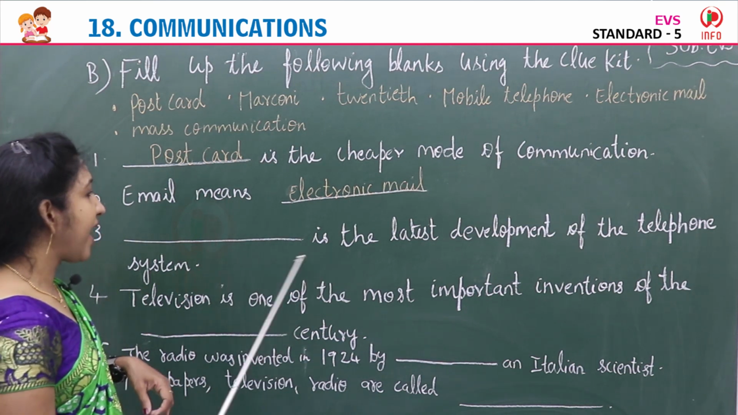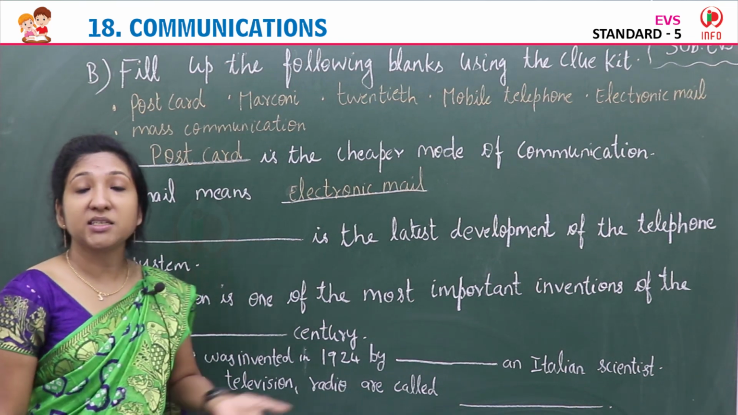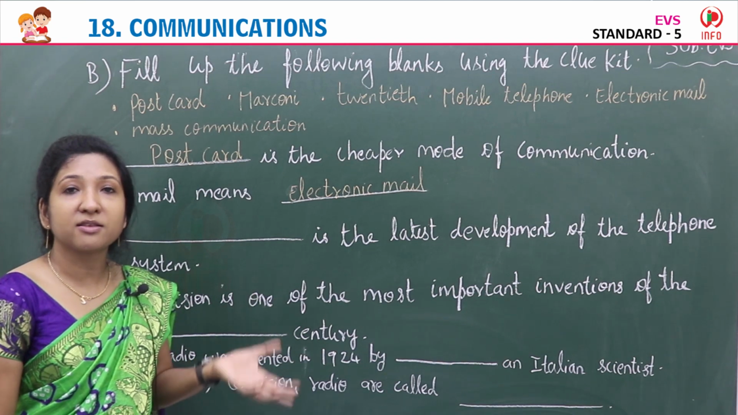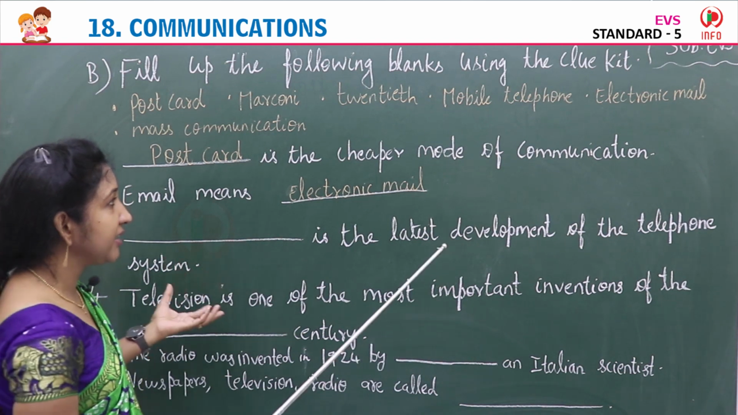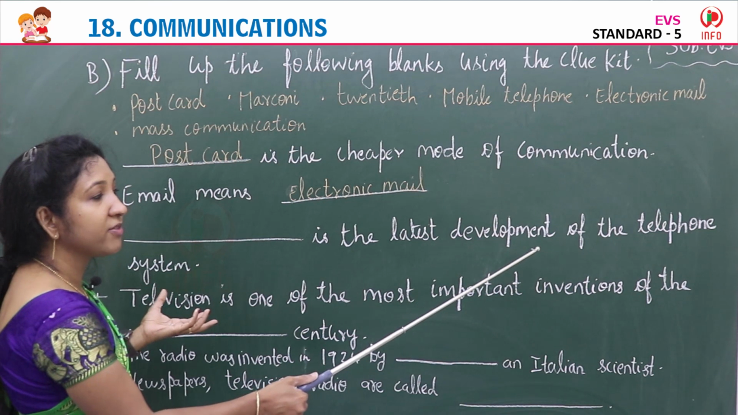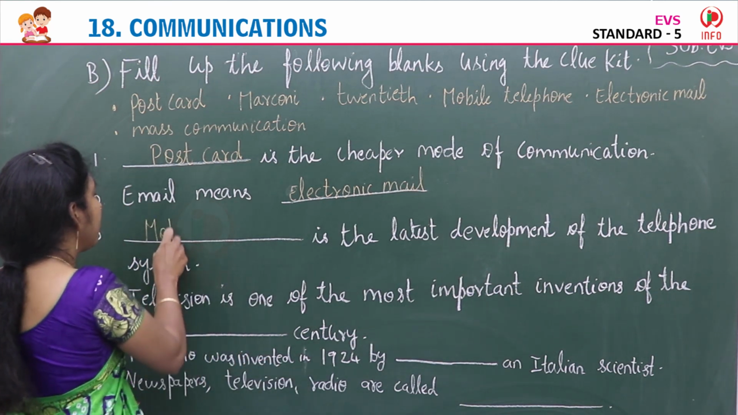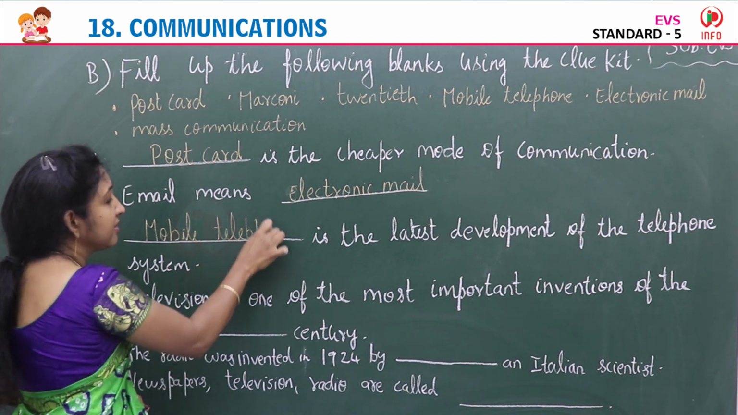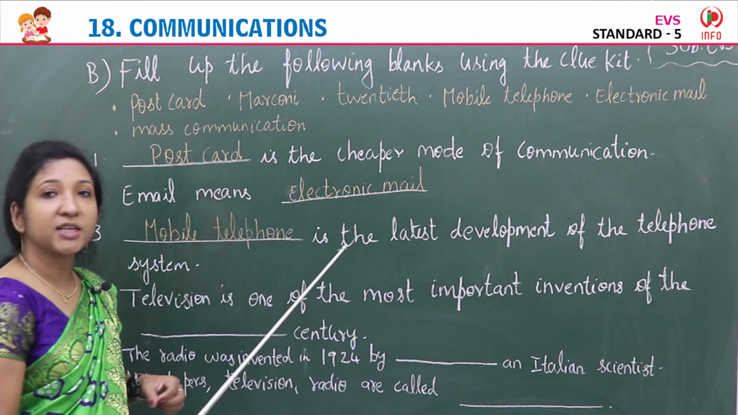Now third question, dash is the latest development of the telephone system. Which is the latest development of the telephone system? Yes, nowadays it's so popular, it's there in all of their hands, isn't it? Yes, which is that? Yes, mobile telephone. It is the latest development of the telephone system, mobile telephone. So you can write here mobile telephone. Or mobile phone, we say, cellular phone, we say.